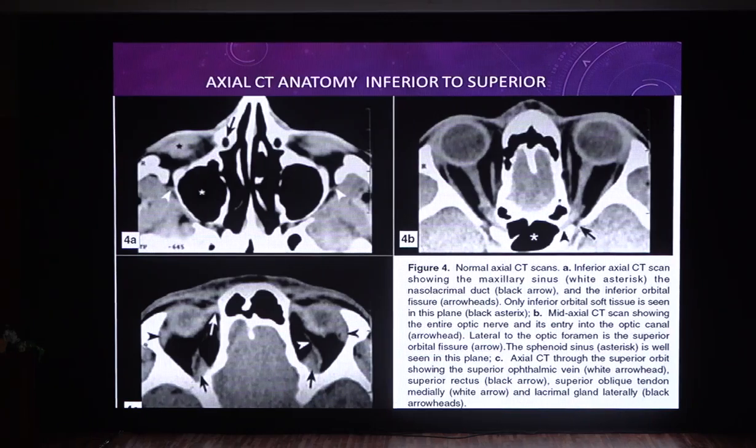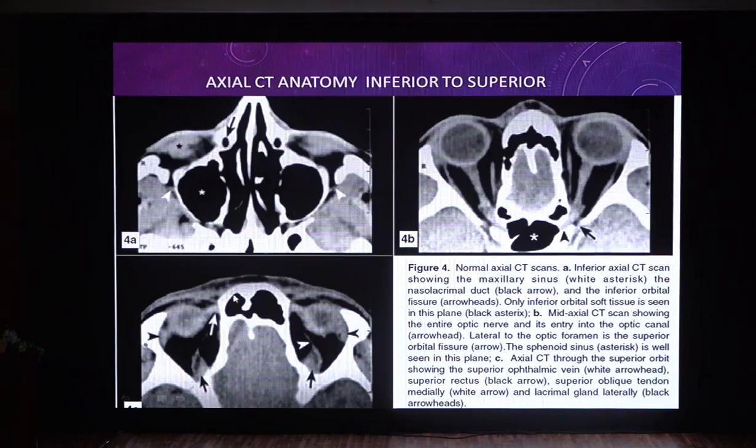So inferior axial CT scan, in the first image, we can see the maxillary sinus, the nasolacrimal duct, and the inferior orbital fissure, and some part of the inferior rectus. In the mid-axial CT scan, we can see the entire optic nerve sheath complex, and it is entering into the optic canal. And lateral to the optic foramen is the superior orbital fissure.